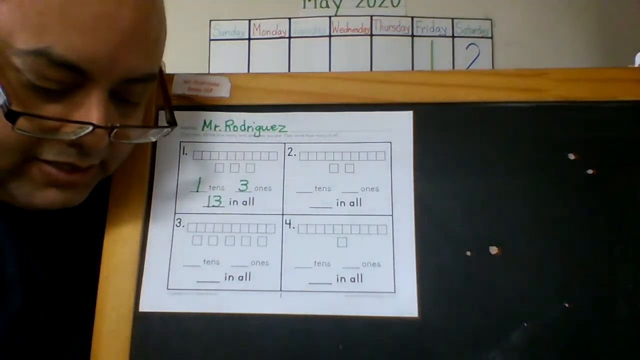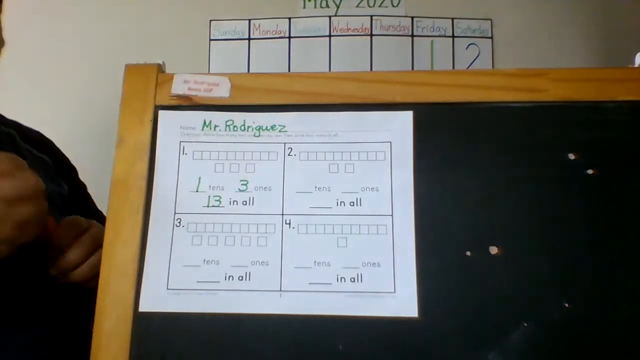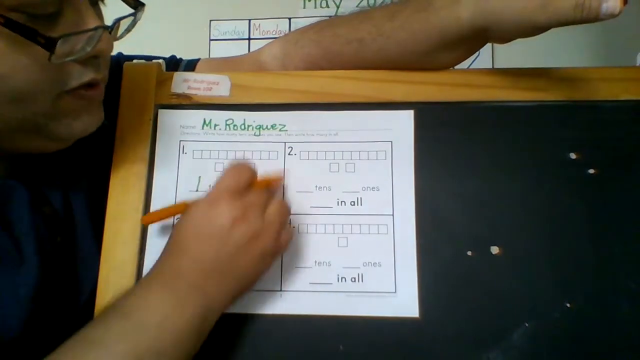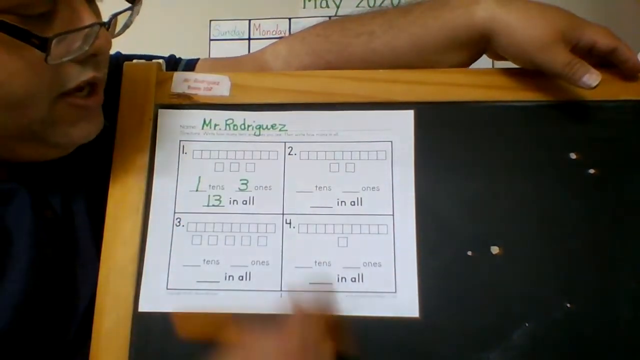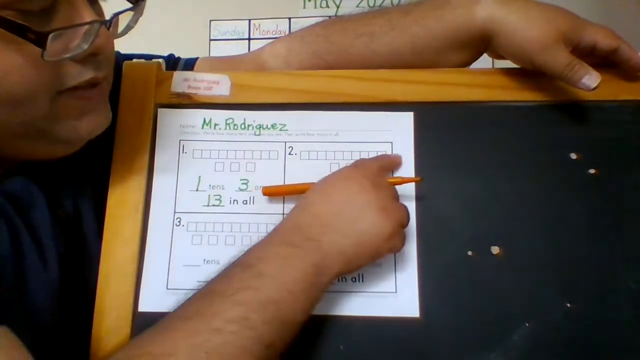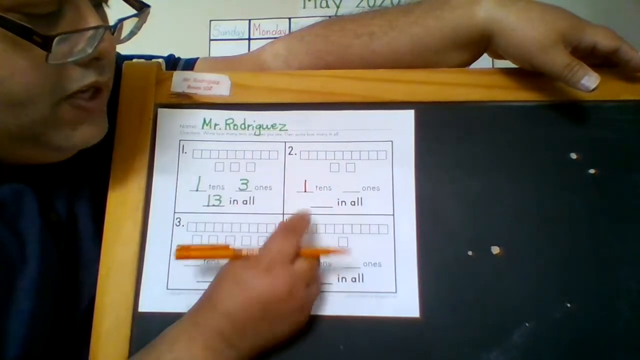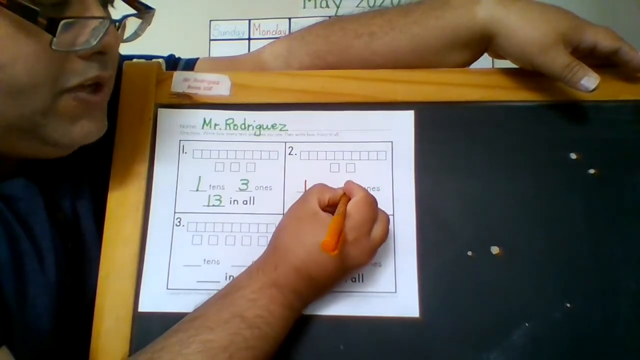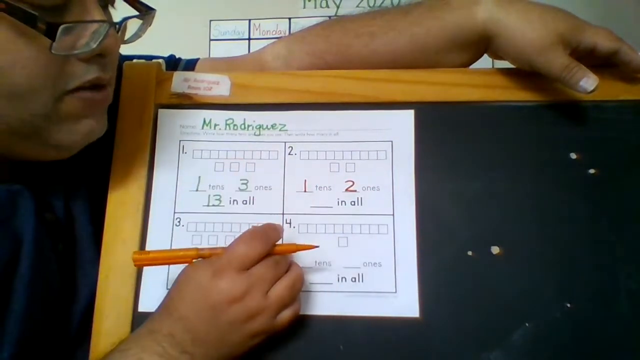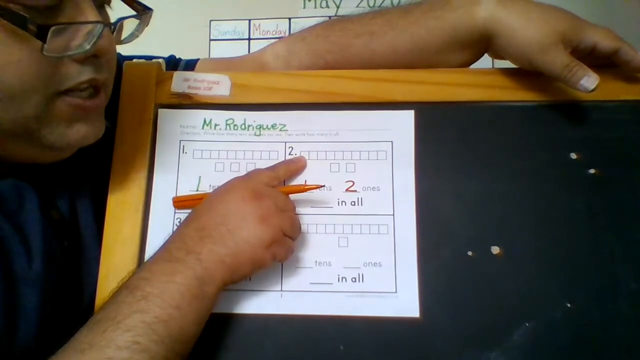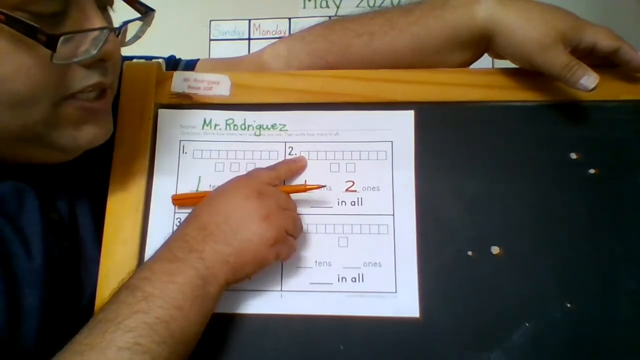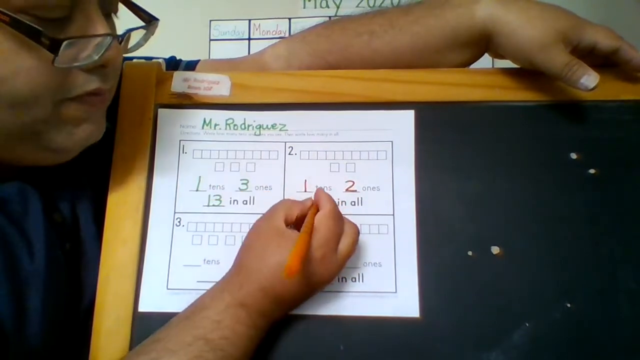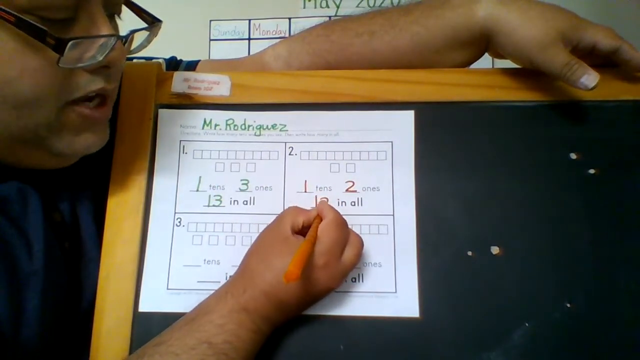Now, to make it a little interesting, I want to use another color for the next one. Because we have 1, 2, 3, 4. So this is number 2. Again, how many tens? 1. How many ones? 1, 2. Okay, and if you know how to count, you could have said it already. Now, let's count them in all as a tricky teen. It's 10, 11, 12. Okay, and you write 12.